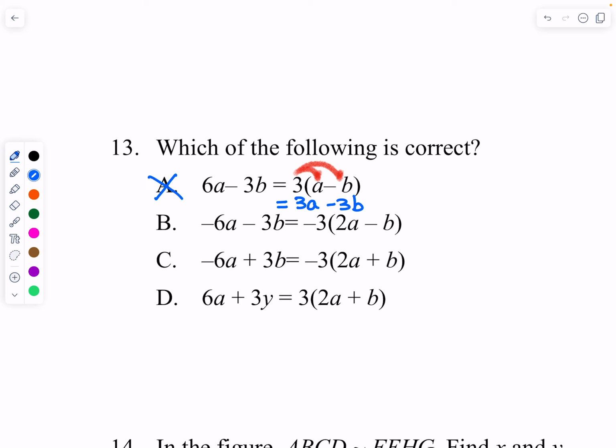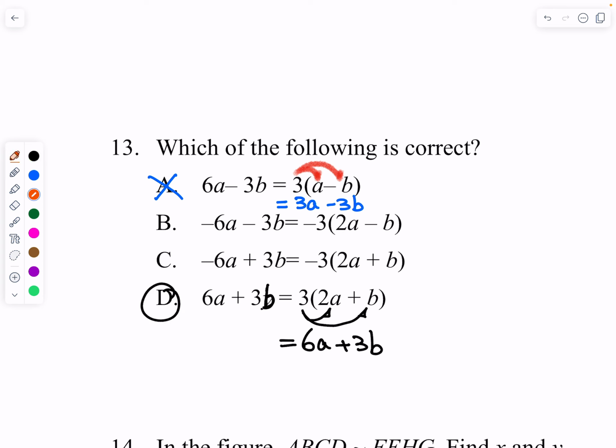Okay? Check the next one as well. Let's check this one first. Oh, I wrote it wrong here, this should be b. If the 3 goes here, it goes here too. 3 times 2, 6a. 3 times b, 3b. Are they the same? Yes, they are the same, so it will be correct.